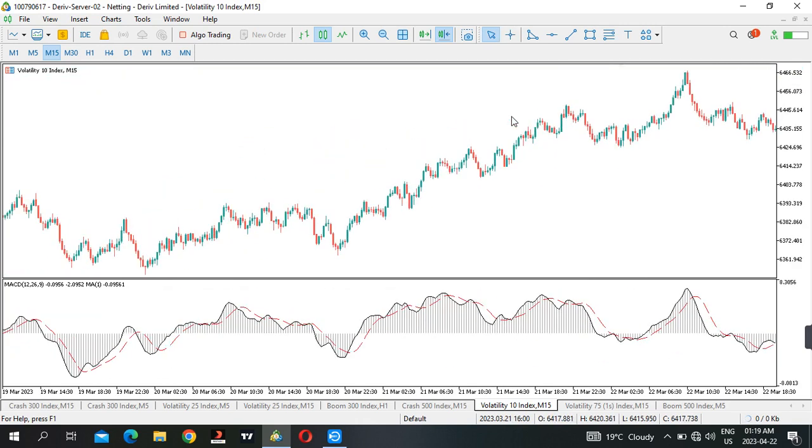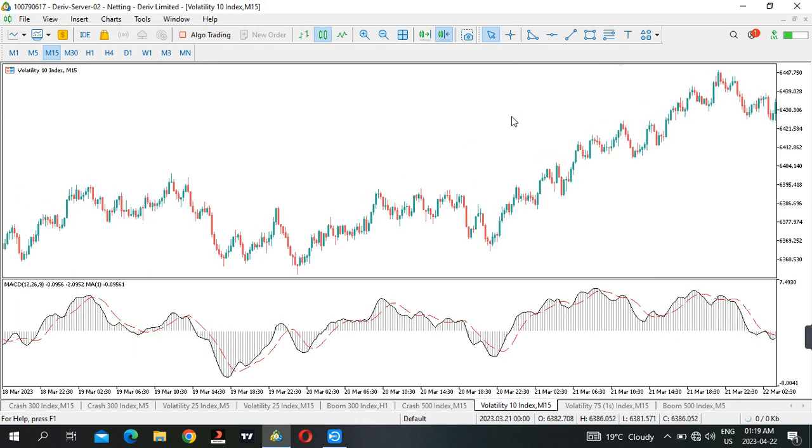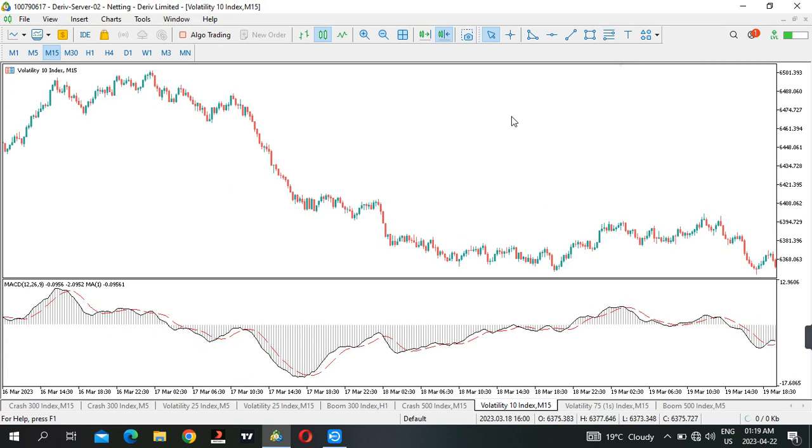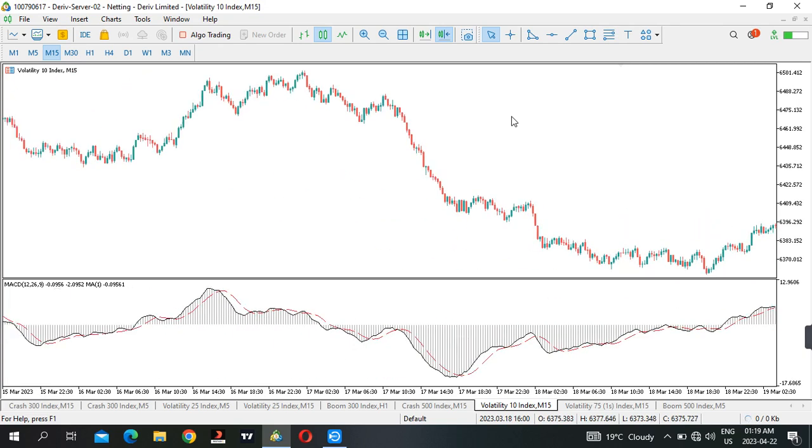You just have to look at your risk to reward ratio. You have to maximize on the trades that you win and cut your losses, so that you remain profitable at the end of the day. So that's just how you use this strategy.